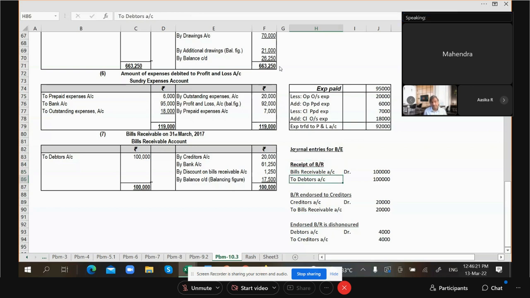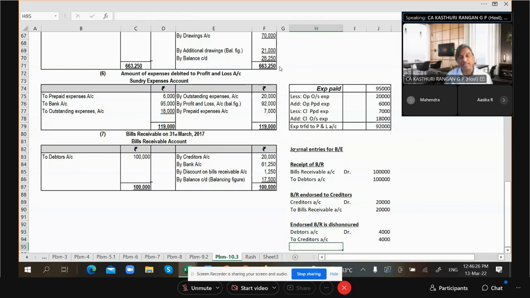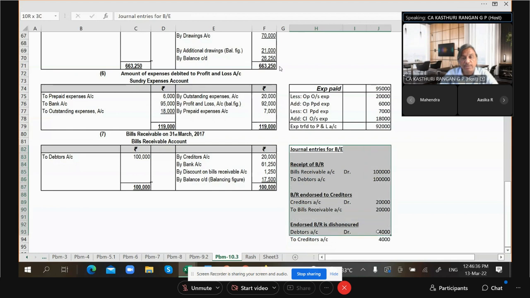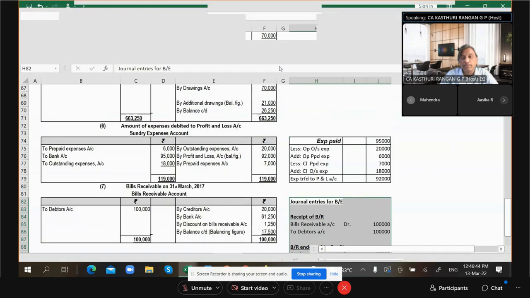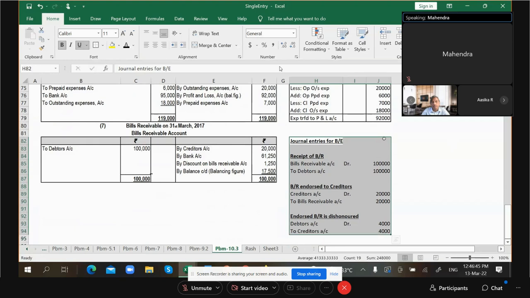bills of exchange. So in a problem on single entry, you may get a transaction related to bill of exchange also. You are supposed to remember all this. And only then can you get full marks in the examination. Okay? Okay, sir. Thank you.